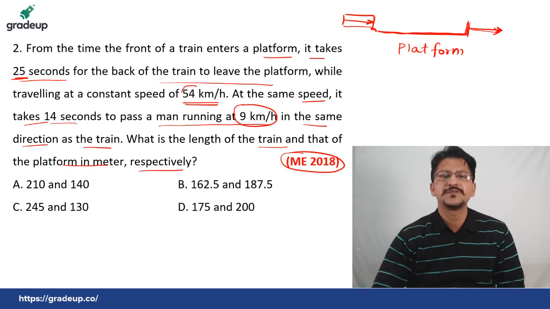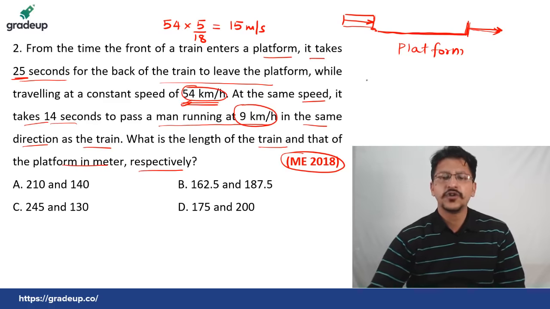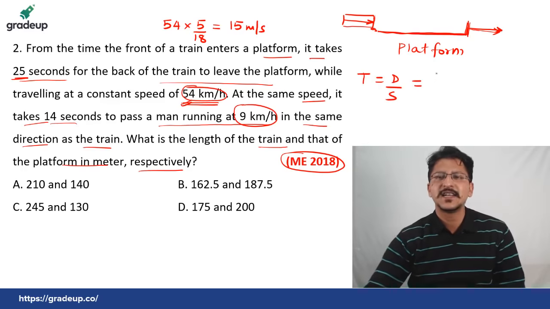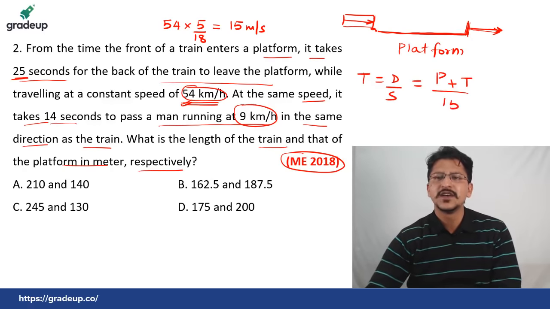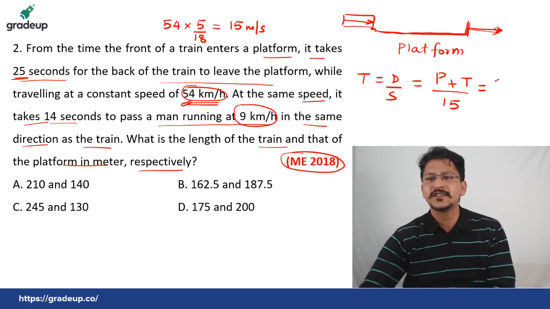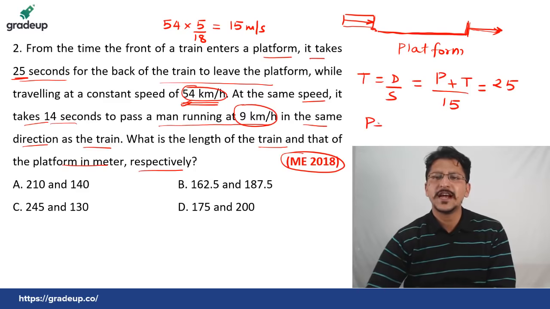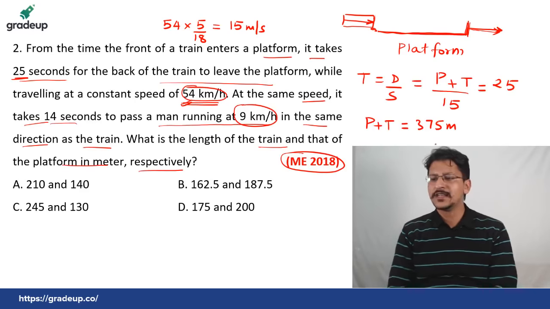At this point of time, the speed of the train is 54 kilometer per hour. So that 54, you need to convert into meter per second. So 54 into 5 by 18 will give you 15 meter per second. Now you know a simple formula: time is equal to distance upon speed. So the total distance, that is the length of the platform plus the length of the train, divided by the speed, the time is given as 25. So from here you get one equation, that P plus T is equal to 375 meters. This is one concept.